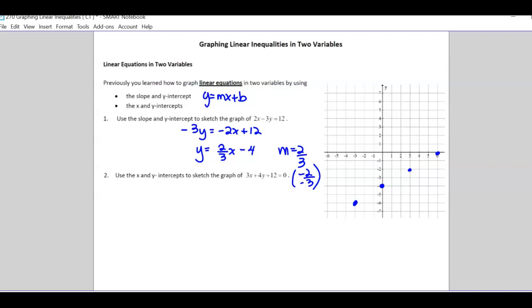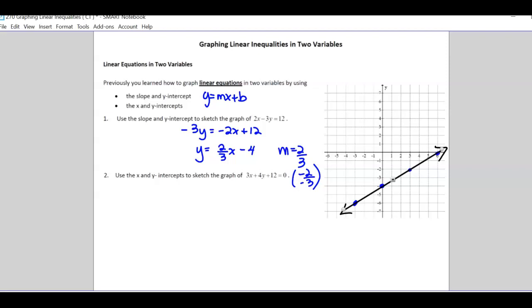Get a straight edge. It doesn't have to be a ruler, but some straight edge. You have a boundary cover on your calculator. Just a little bit of background. Okay. That's it. Next one, use the x and y intercept. So that's all you need to do.